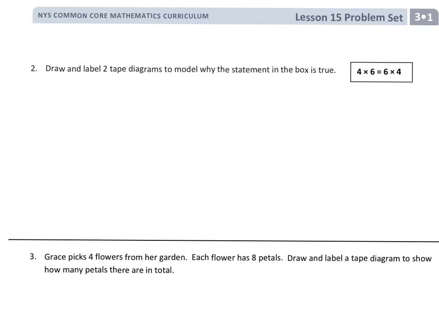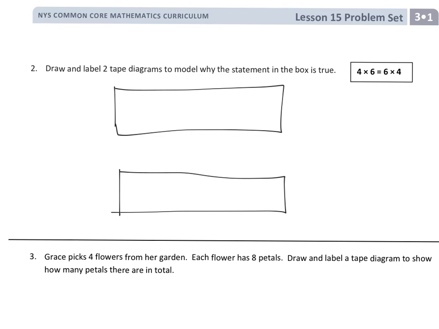Draw and label 2 tape diagrams to model why the statement in the box is true. Our statement in the box says 4 times 6 equals 6 times 4. Let's get started. I'm drawing 2 tape diagrams. My first one is showing me 4 times 6. So I need 4 groups of 6. Don't forget your labels.